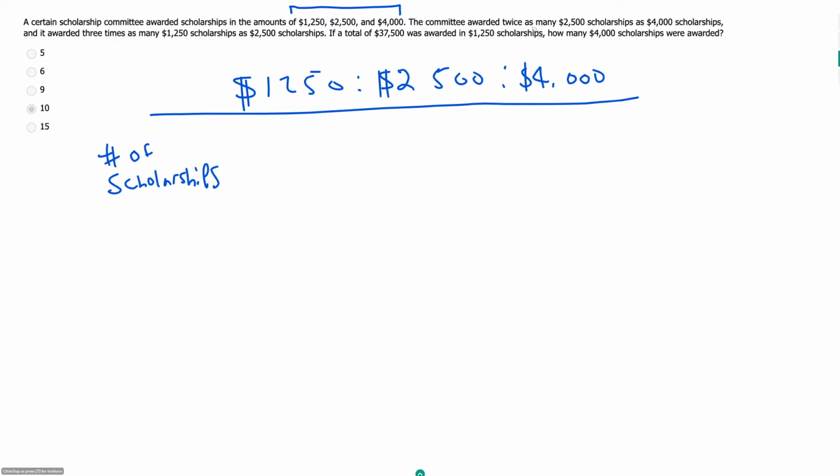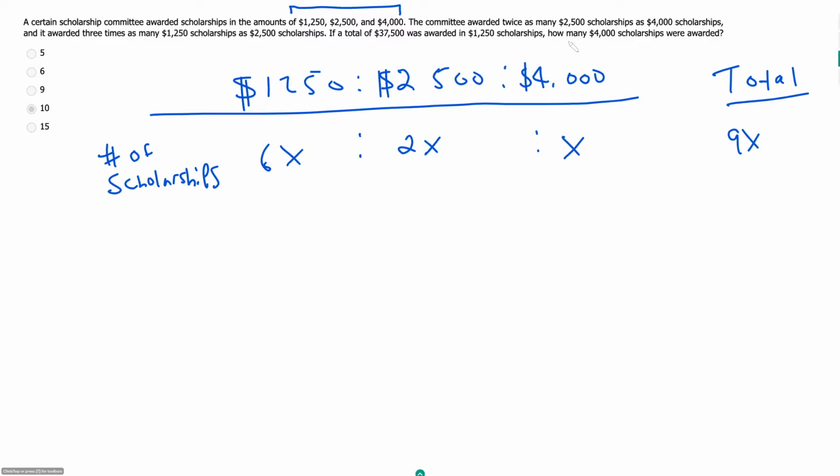We know the committee awarded twice as many $2,500 scholarships as $4,000 scholarships. So if we call our number of $4,000 scholarships X, then we had 2X $2,500 scholarships. And it awarded 3 times as many $1,250 scholarships as $2,500 scholarships. So our $1,250 scholarships should be 3 times this amount, so 3 times 2X, meaning we awarded 6X $1,250 scholarships, which means in total we had 9X scholarships given out.